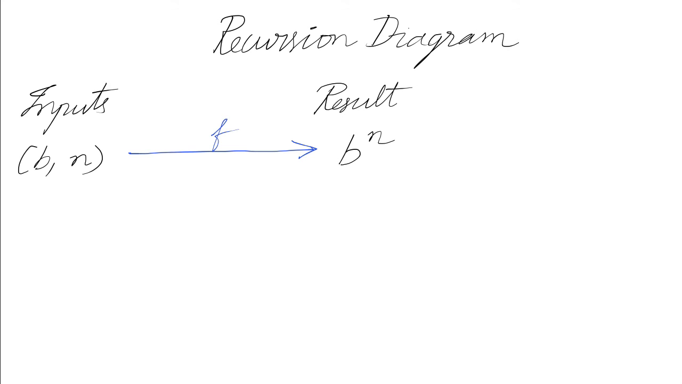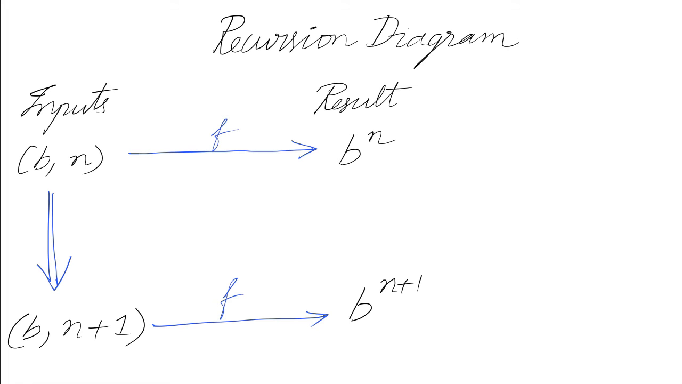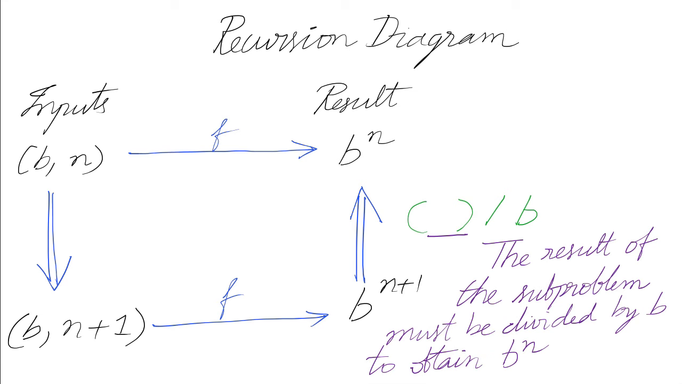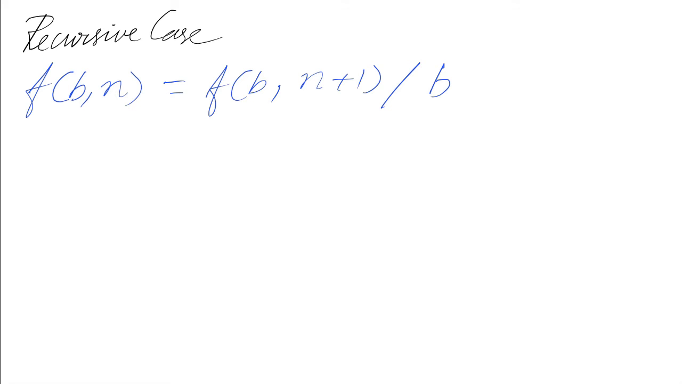Let's look at the recursion diagram for this example. The inputs are b and n. The result for the original problem is b to the power n. In the reduction step, we increment n by 1 to move towards the base case. The result for the subproblem is b to the power n plus 1. In the combine step, we need to divide the result of the subproblem by b. The result of the subproblem must be divided by b to obtain b to the power n. The recursive case can be expressed by the function.